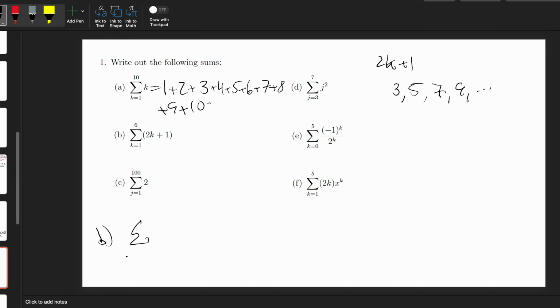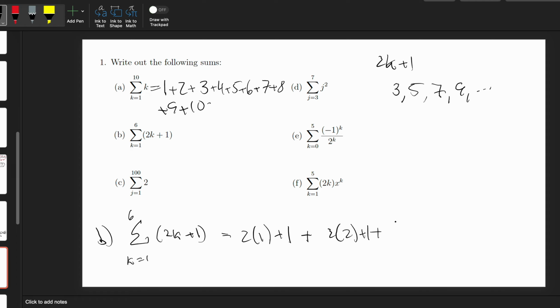Okay, so let's see what that looks like here. k equals 1 to 6 of 2k plus 1. Again, I'm going to start at 1, and I plug that in. Wherever I see a k, I'm just going to plug that in. So this is 2 times 1 plus 1. I finished. Now I increment. I add an addition sign. And now instead of 1, I'm at 2. Then I plug that in. 2 times 2 plus 1. Okay? And then you just keep going.